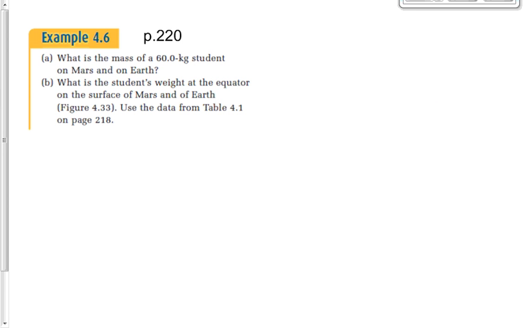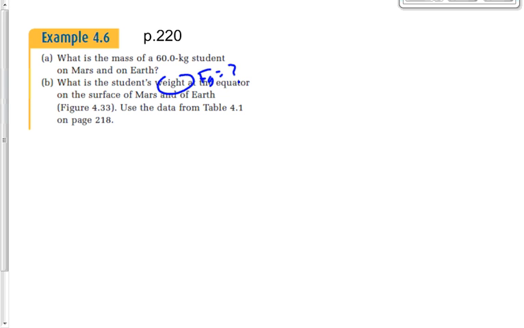All right, I want to take a look at one more example here today. Page 220, 4.6. What's the mass of a 60 kilogram student on Mars and Earth, and what's the student's weight at the equator on the surface of Mars and of the Earth? Weight, by the way, if you remember, weight is defined as what? Travis? Right, so we're looking for the force of gravity. That's a key thing to recognize, right? Because look at weight, what's weight?